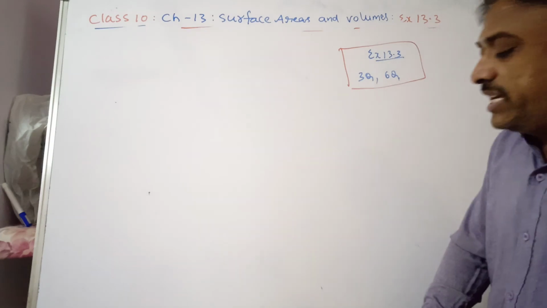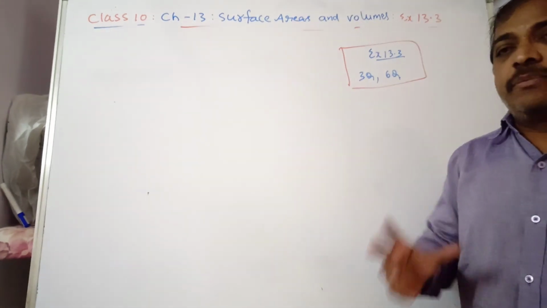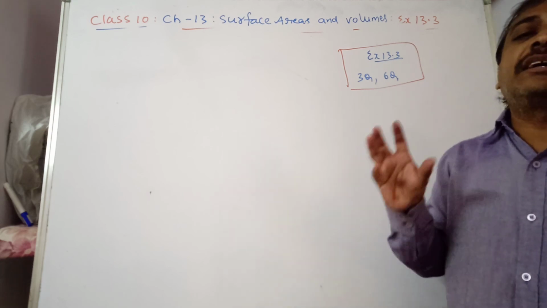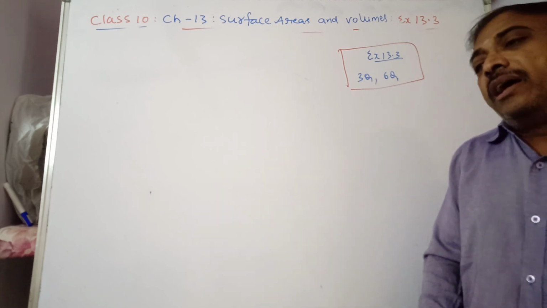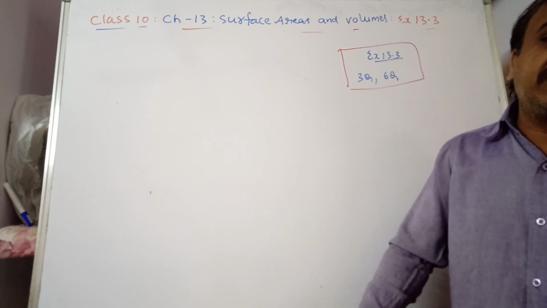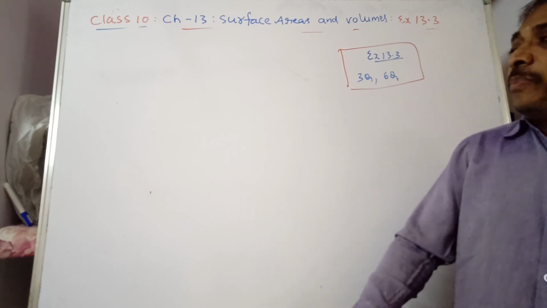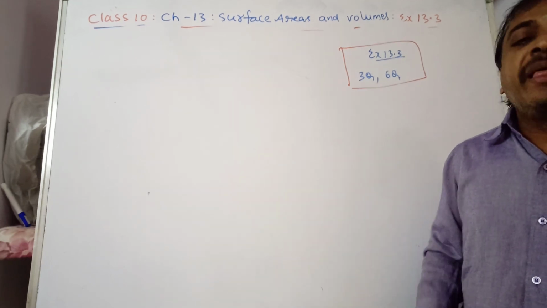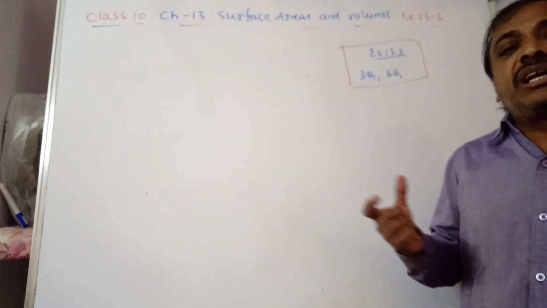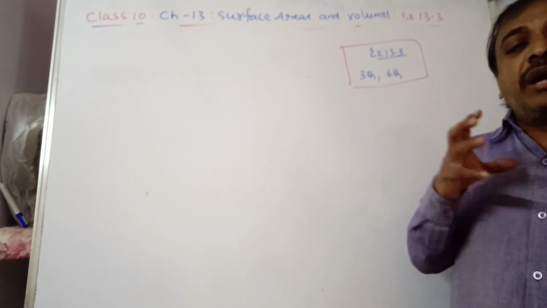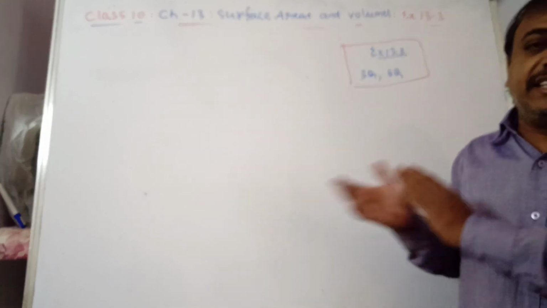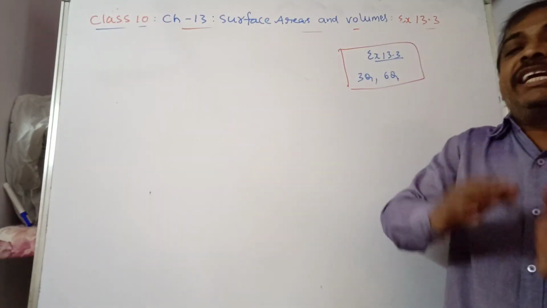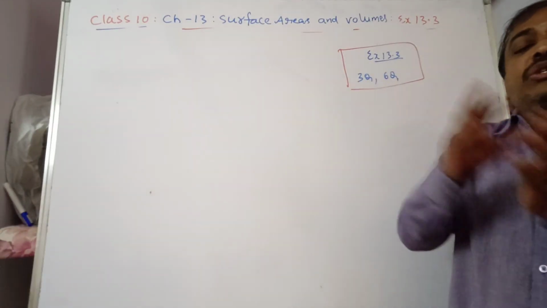So with this, today's chapter, surface areas and volumes, is completed. Again we will meet with another concept in the next class. So I hope you understood. In this chapter: combination of solids, surface areas, combination of solids, volumes, conversion from one shape to another shape, or from one to many, or many to one. Many means coins to cuboid.